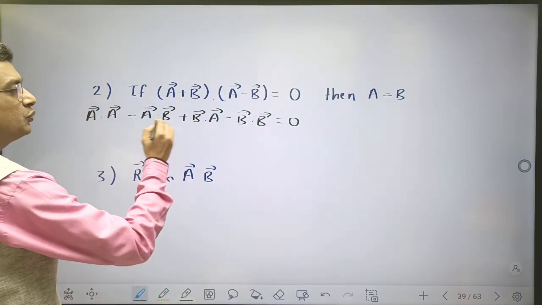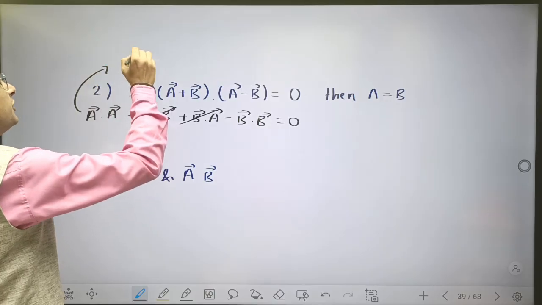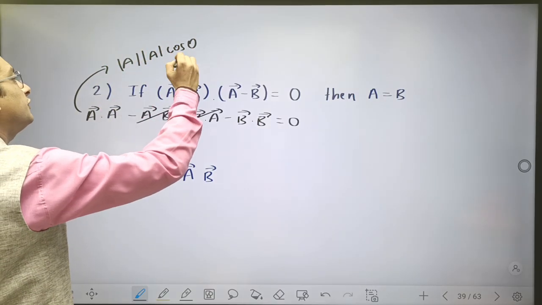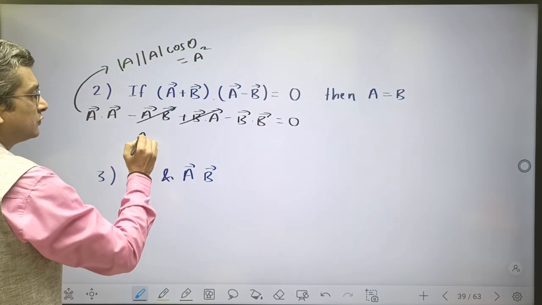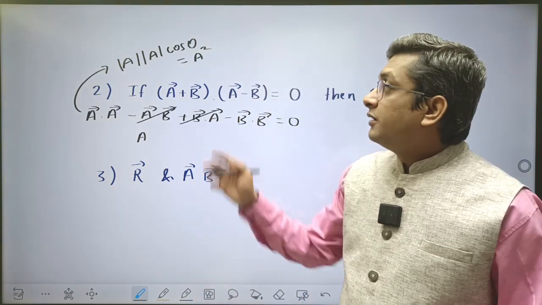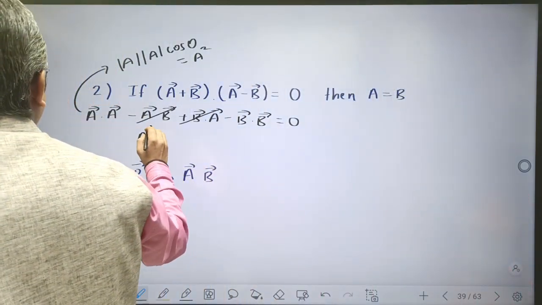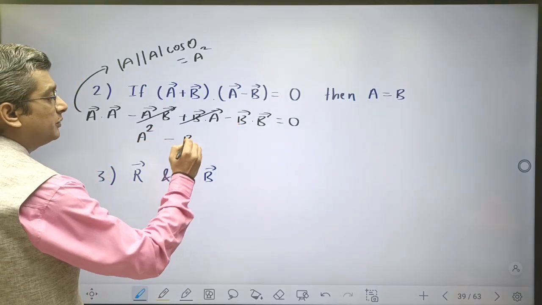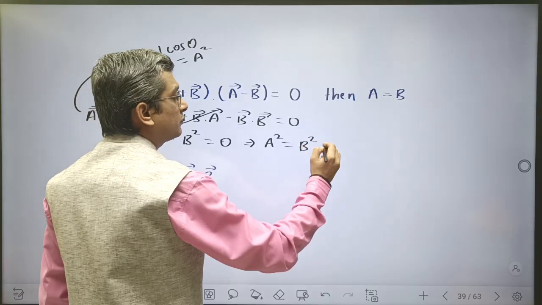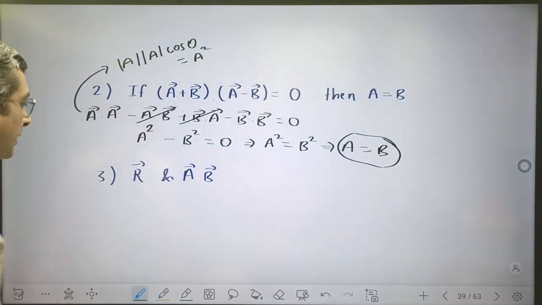So this AB is equal to BA by the commutative property. This A dot A is nothing but the magnitude of vector A times the magnitude of A, and the angle between the two vectors is 0, so this will be A square. Whenever the dot product of a vector is taken with itself, that is A dot A, it gives the value A square. Similarly, B dot B gives the value B square. So A square minus B square is equal to 0, which implies that A square is equal to B square, which implies that A is equal to B. So this is the value.